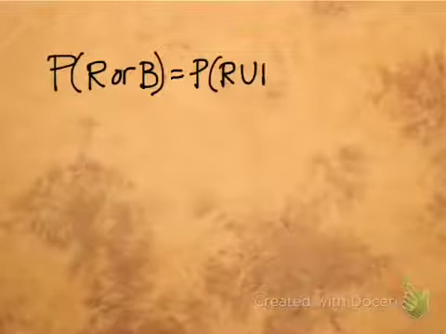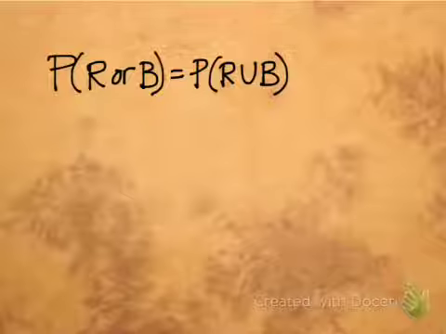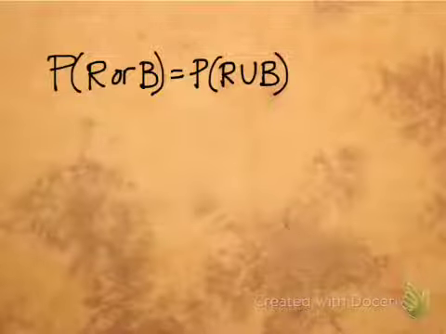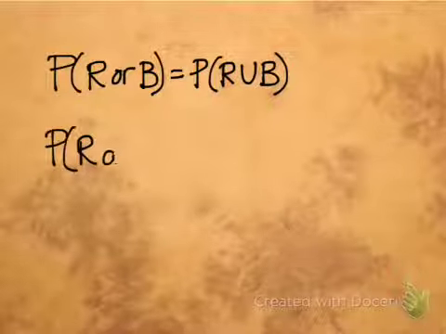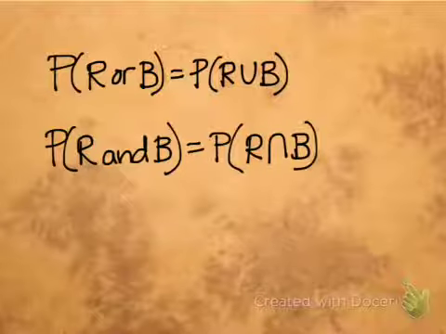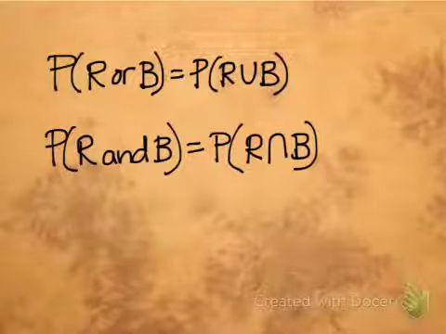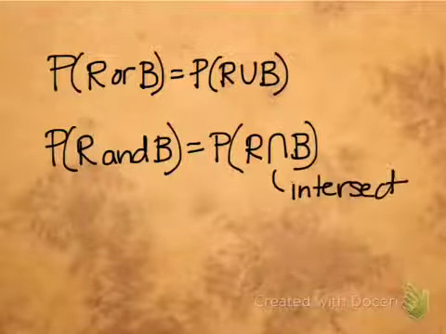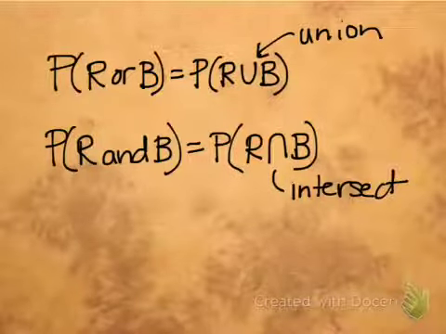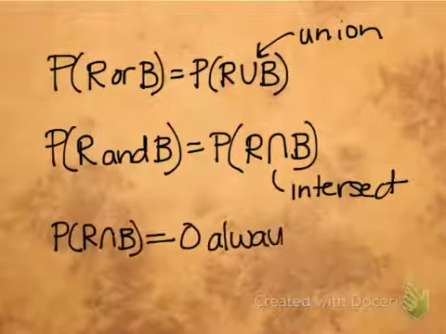Okay, so when we talk about the probability of red or blue, we can also write it as the probability of red union blue. If we want to write the probability of red and blue, we write it as an intersection. The probability of red intersecting blue. So again, that's the intersect sign, and that is the union sign.